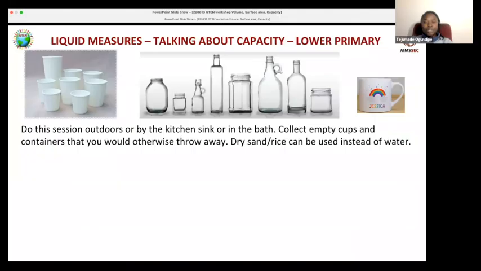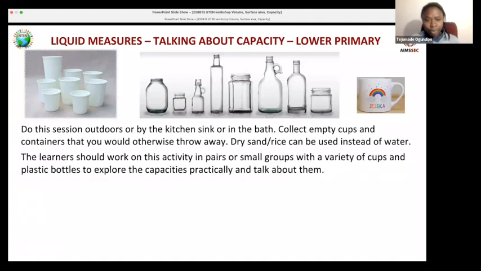Okay, so you want to look at this same activity from the lower primary. Before even doing the activity itself, you can ask them to start to arrange the cups in order. Then instead of using water, you can decide to use maybe sand or rice. And then the learners should work on this activity in pairs or small groups with a variety of cups. Just like Tony mentioned in the previous slide, when the cups are the same kind of cups, it is easier for you to arrange them.